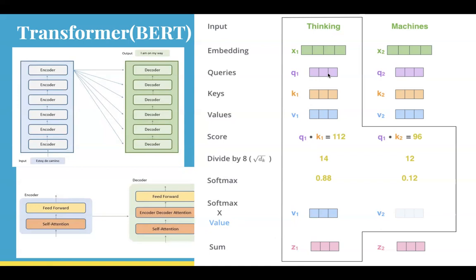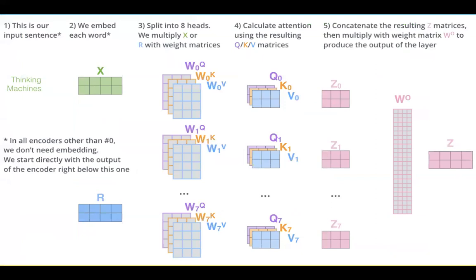Multi-head attention is a module that runs an attention mechanism several times in parallel. The independent attention outputs are then concatenated in some way and linearly transformed into the expected dimension. That is different from the self-attention which we've seen here. This is basically how it works.